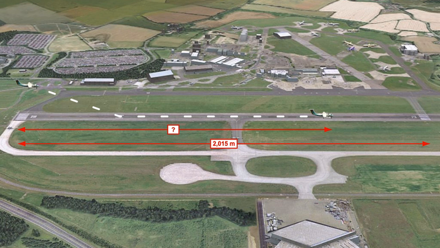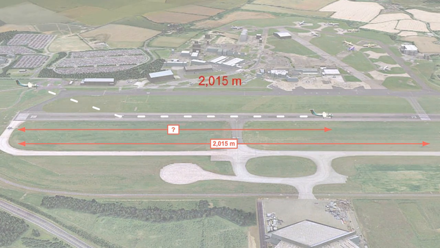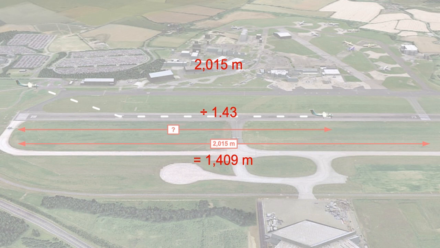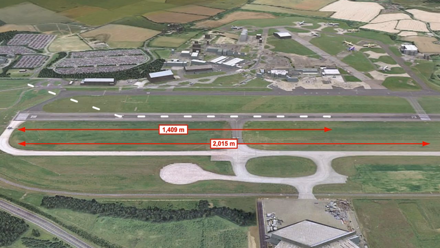In this case, we must find out what 70% of 2015 meters is. Therefore, divide 2015 meters by 1.43. This gives an answer of 1,409 meters. In this example, a turboprop aeroplane must come to a full stop within 1,409 meters. Let us carry out one more example, but this time using a turbojet aeroplane. Remember, turbojets must land within 60% of the runway, and the factor to use is 1.67.